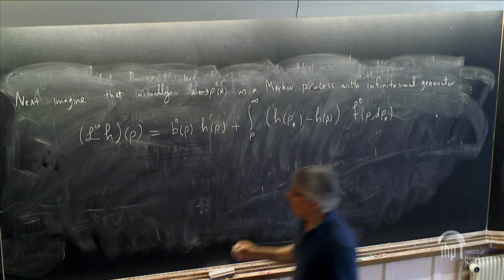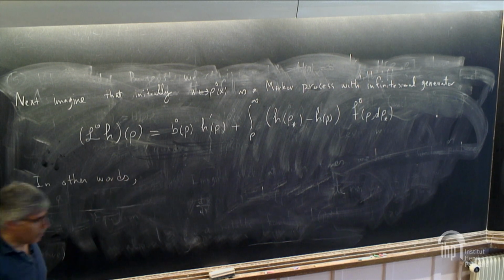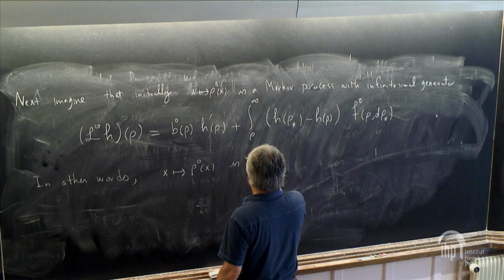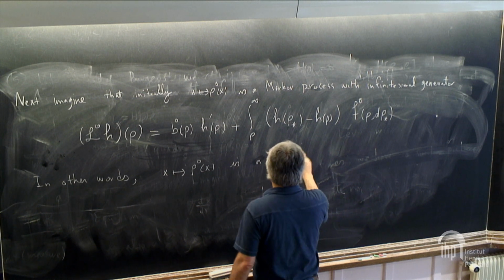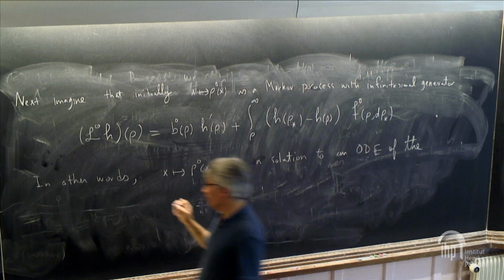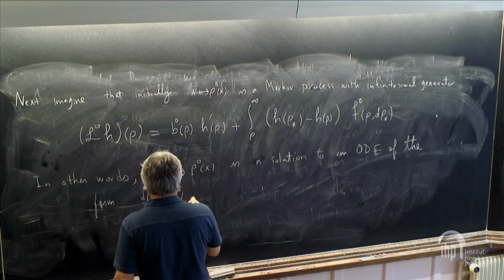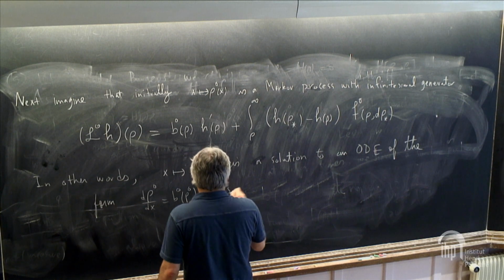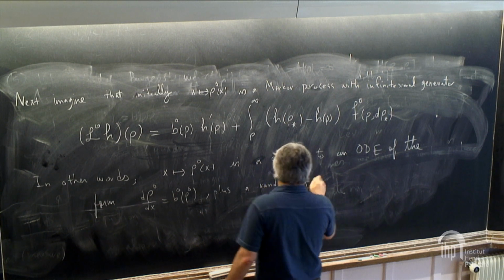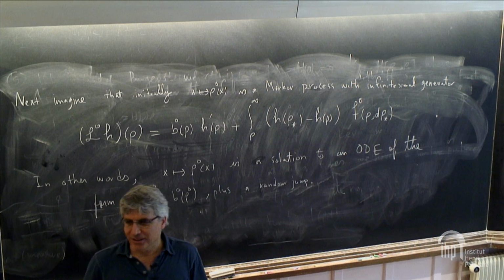So this basically, in other words, x going to rho 0 x is a solution to an ODE of the form plus a random jump, and the total integral of this kernel basically tells me how far I have to wait to make that jump.